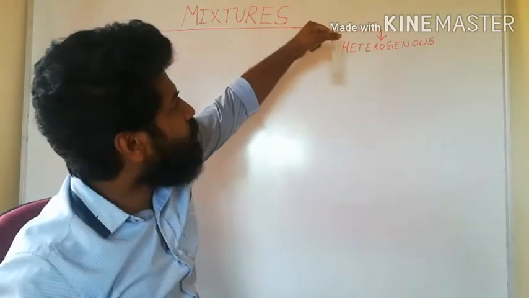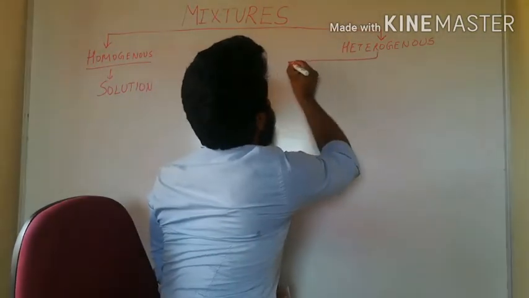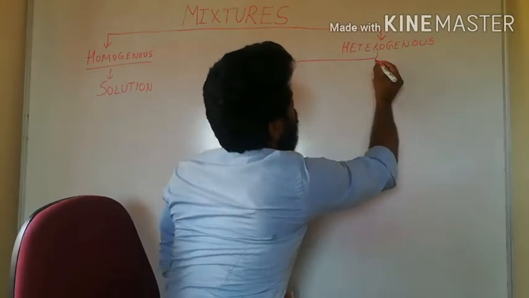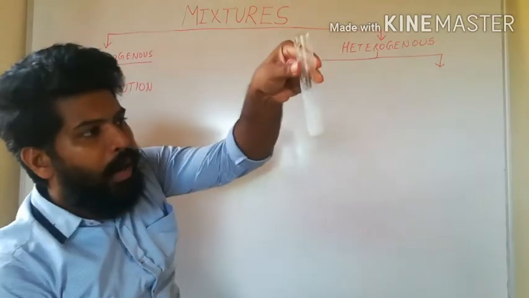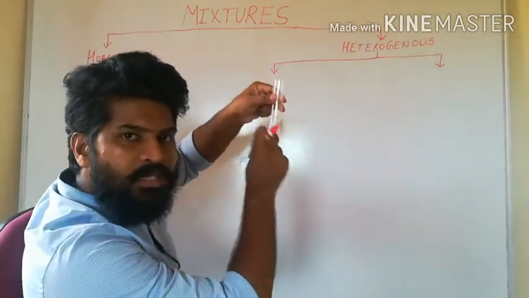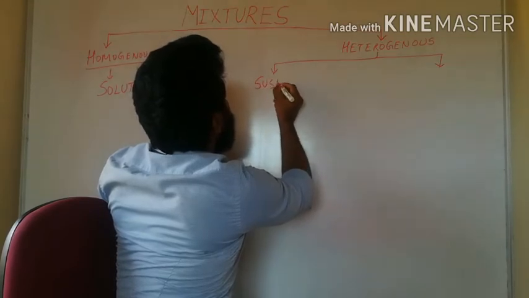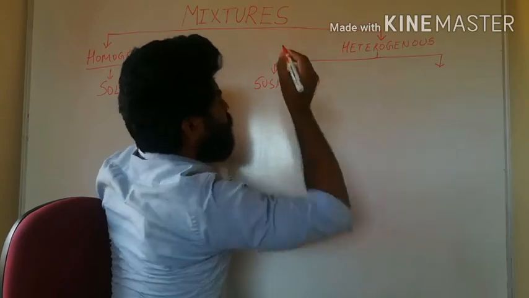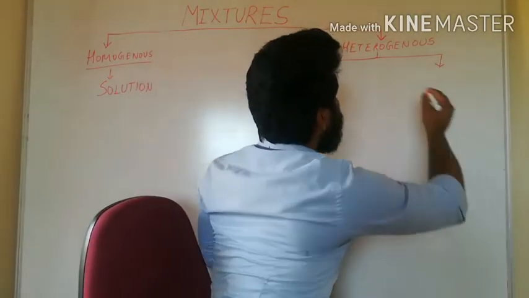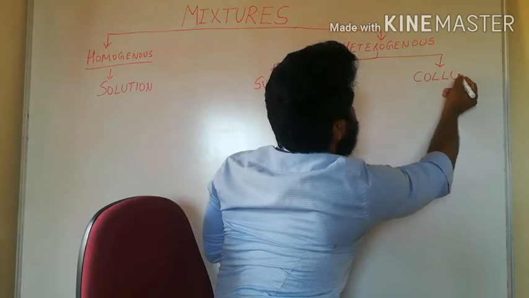Whereas heterogeneous mixtures can be further divided into two more types. This here, where particles remain suspended, is an example of a suspension. And there is a third type that is called a colloid.